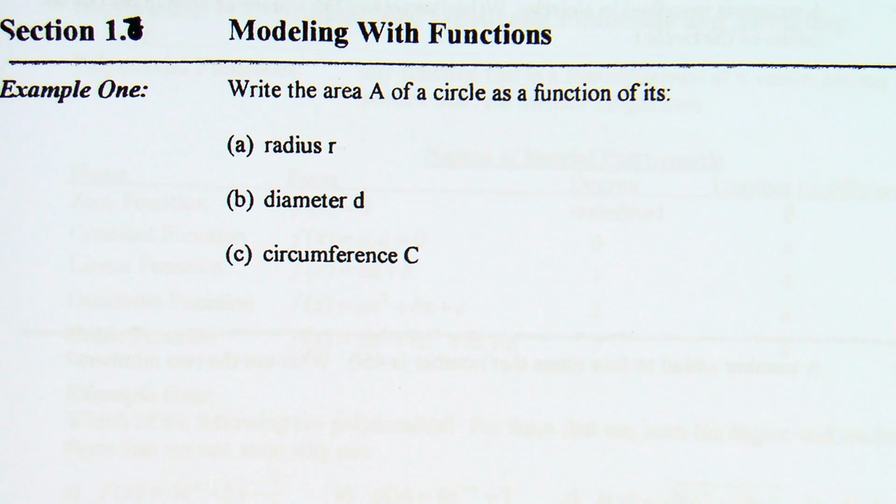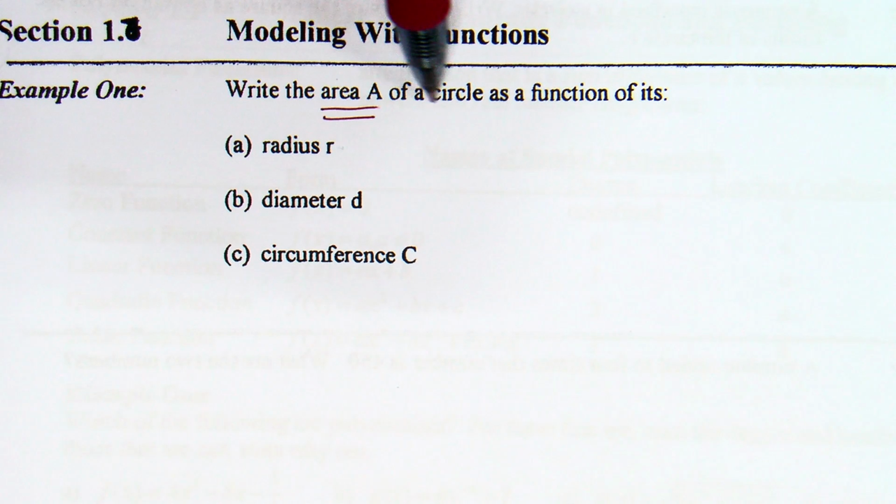First example: write the area A of a circle as a function of its radius r the first time, diameter d the second time, and circumference C the last time. So first of all, what is going to be helpful to know to do this problem? Area of a circle. What is the area of a circle? Good.